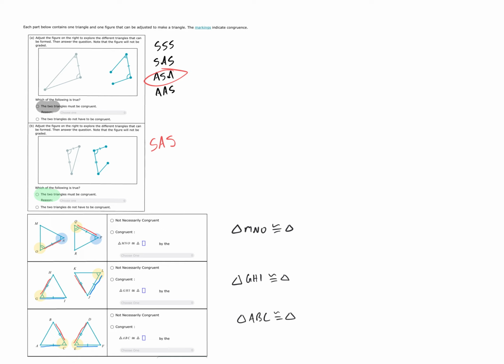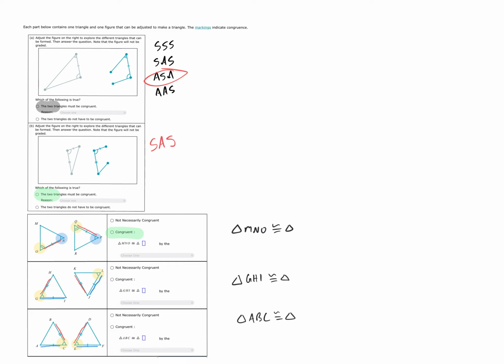Now for these next ones, we're trying to determine if these would be congruent or if they don't necessarily have to be congruent. So notice here I have an angle, a side, and an angle, right? The yellow corresponds to yellow, blue to blue, red to red. So that would be an angle, side, angle. So then this would be congruent.